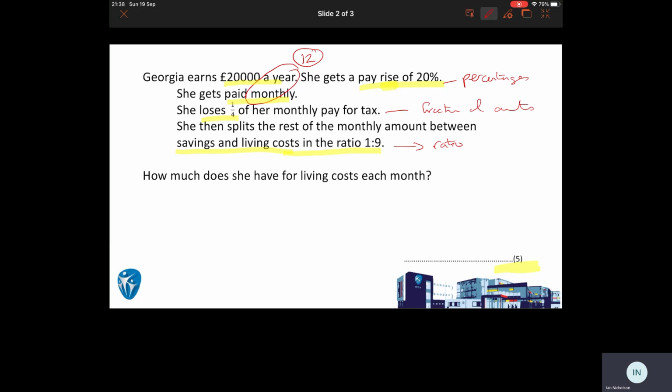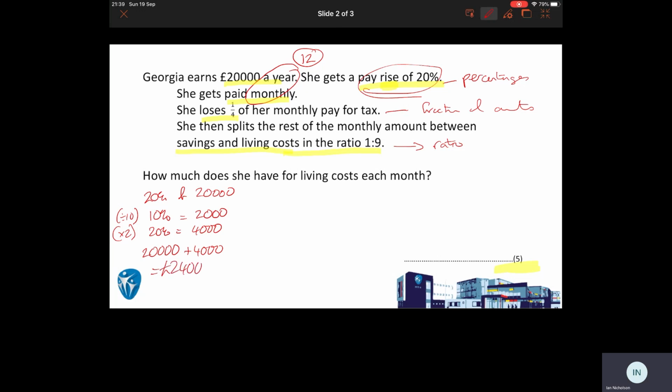Okay, so I've looked at the key things. I understand what bits I've got to do. So first of all, the 20%. So she earns 20,000, 20% of 20,000. So first of all, I'll find 10%, which is dividing by 10, which is £2,000. I'm going to double that to give me 20%, which is 4,000. But it's a rise. It's added on, isn't it? So actually that's 20,000 plus the 4,000. So that gives me 24,000 that Georgia gets paid per year.